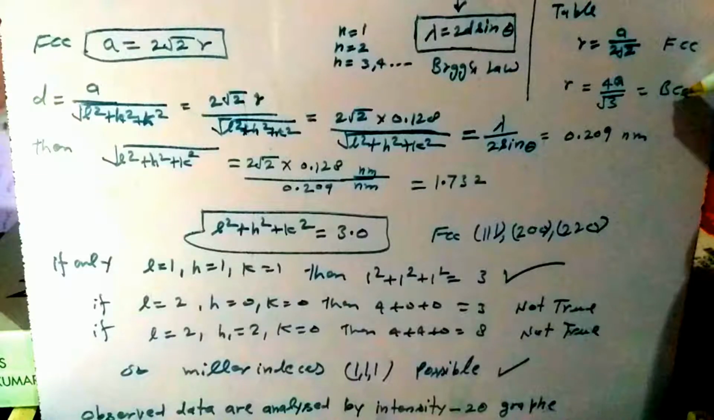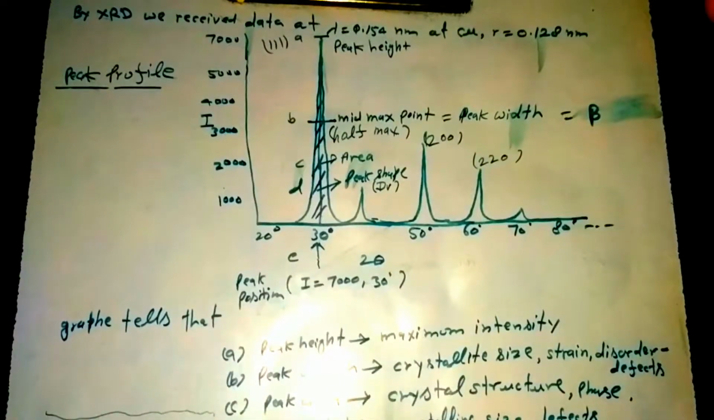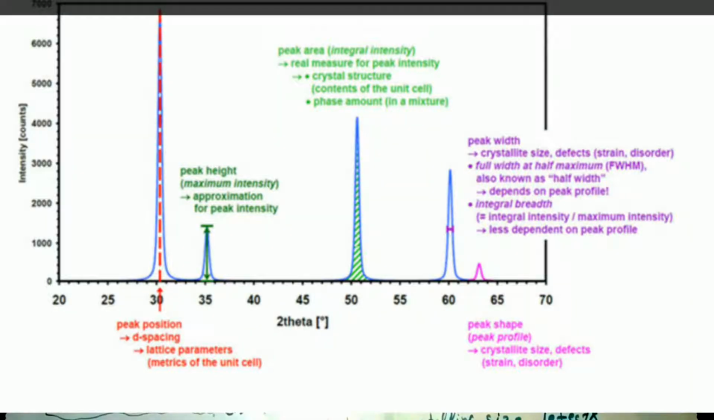So the graph is analyzed, and that graph tells much information about the atomic packings, atomic arrangement, their crystal structure, their defects, and the shape of the peak. So in the next, there is a 2 theta and intensity graph. We will just analyze. And the data we received from the XRD diffraction pattern is just here.